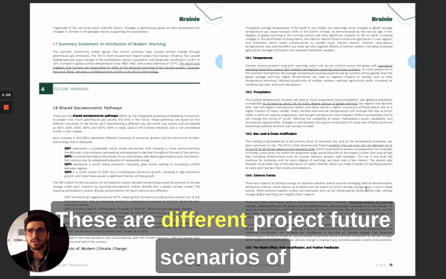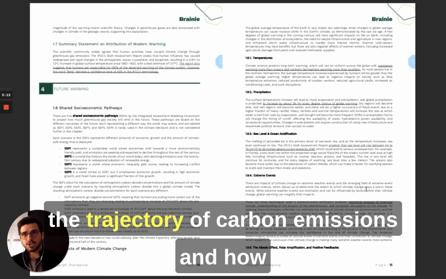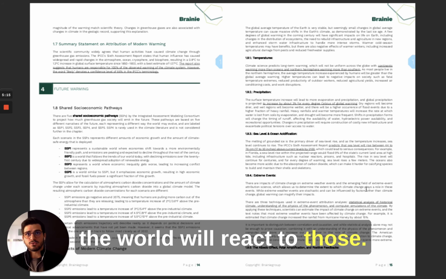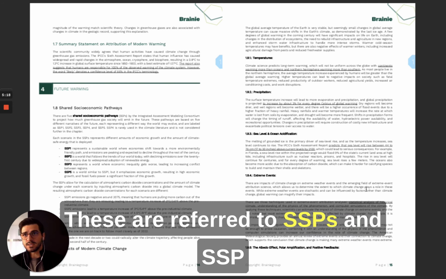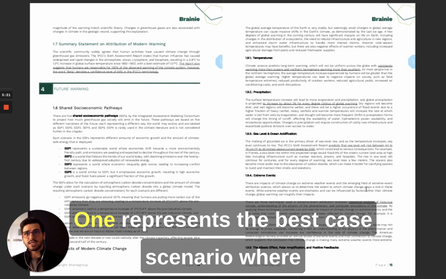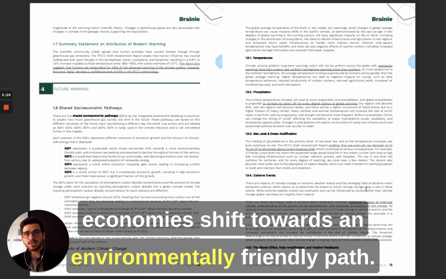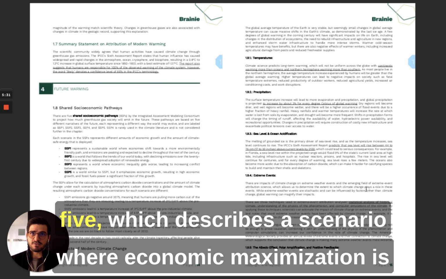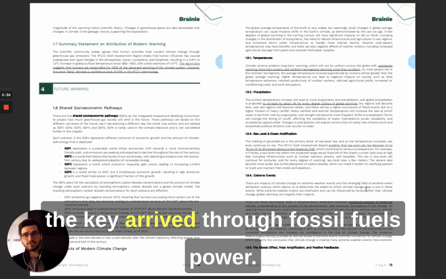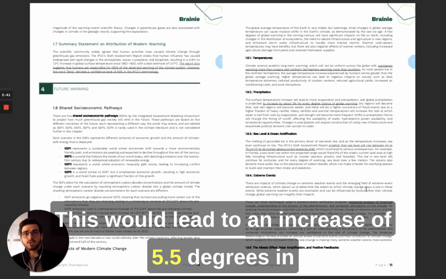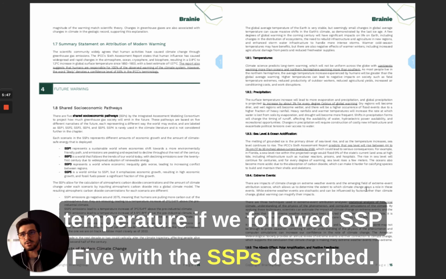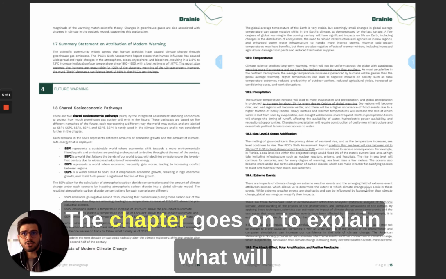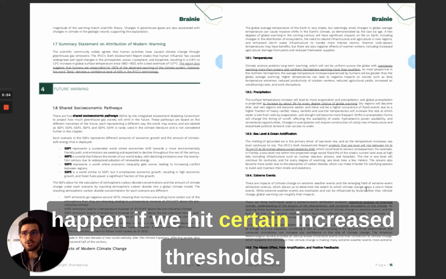These are different projected future scenarios of the trajectory of carbon emissions and how the world will react to those. These are referred to as SSPs, and SSP 1 represents the best case scenario where economies shift towards an environmentally friendly path. On the other end of the spectrum is SSP 5, which describes a scenario where economic maximization is the key. Driven by fossil fuel power, this would lead to an increase of 5.5 degrees in temperature if we followed SSP 5.